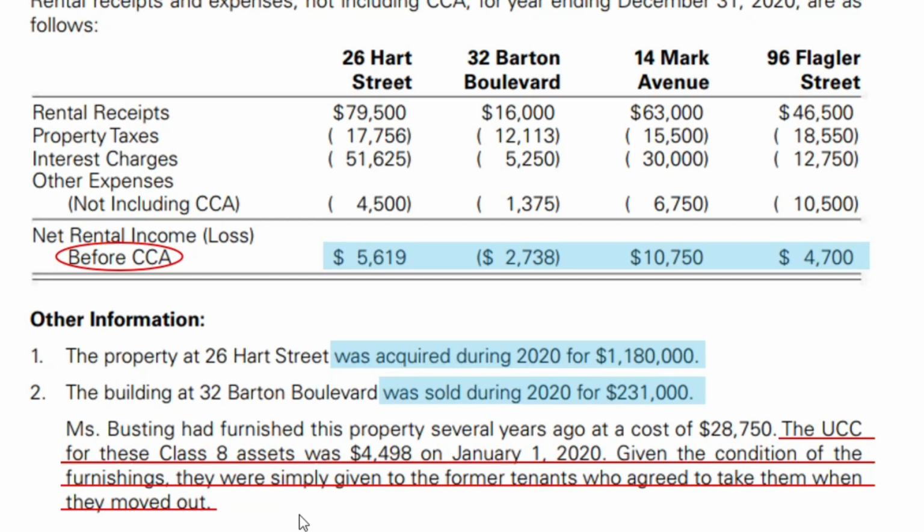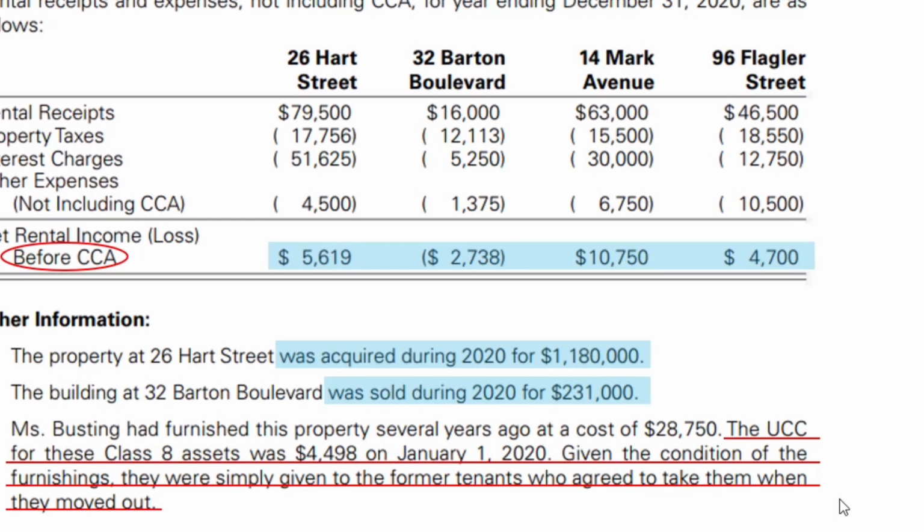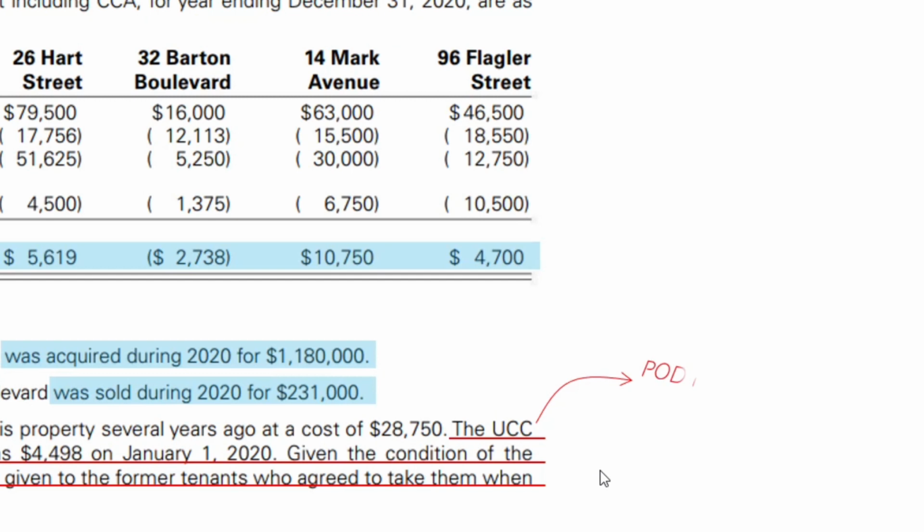moved out. That is all a long-winded way to tell you that the proceeds of disposition is 0 for these Class 8 assets.